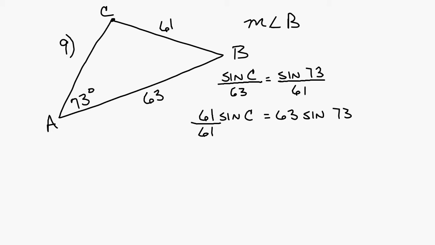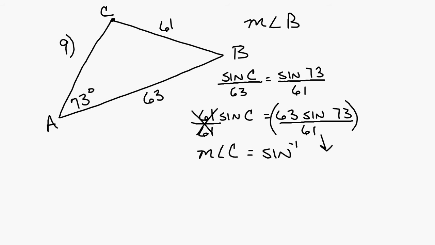Divide by 61. So the sine of angle C will equal this value. So the measure of angle C will be equal to sine⁻¹ of the same value. So you can enter everything in parentheses and then you can hit second sine in your calculator, and it'll give you angle C.